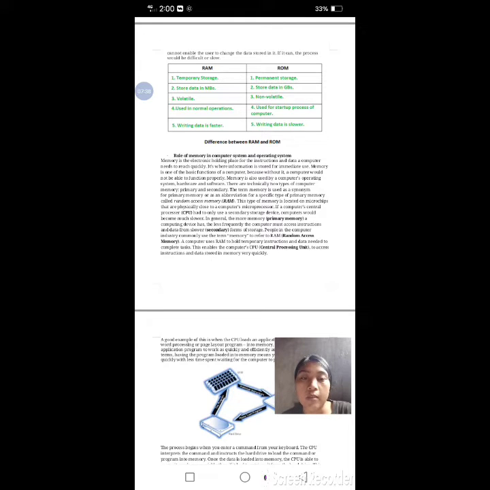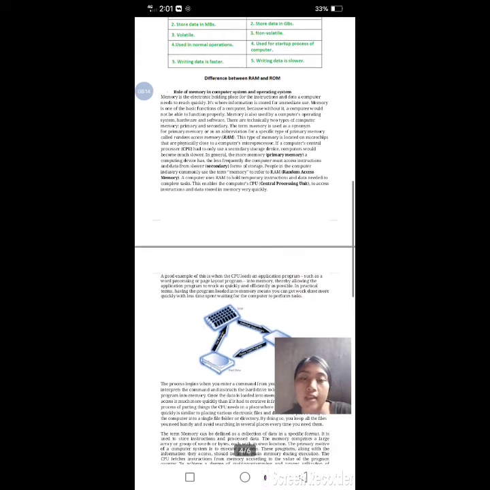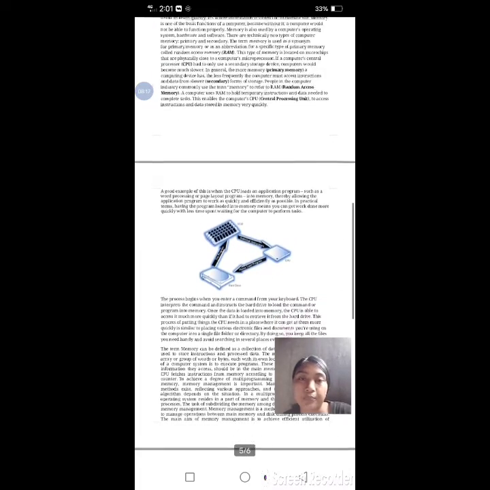In general, the more primary memory a computing device has, the less frequently the computer must access instructions and data from slower secondary storage. People in the computer industry commonly use the term memory to refer to the RAM, random access memory. A computer uses RAM to hold temporary instructions and data needed to complete tasks. This enables the computer's CPU, central processing unit, to access instructions and the data in the memory very quickly.